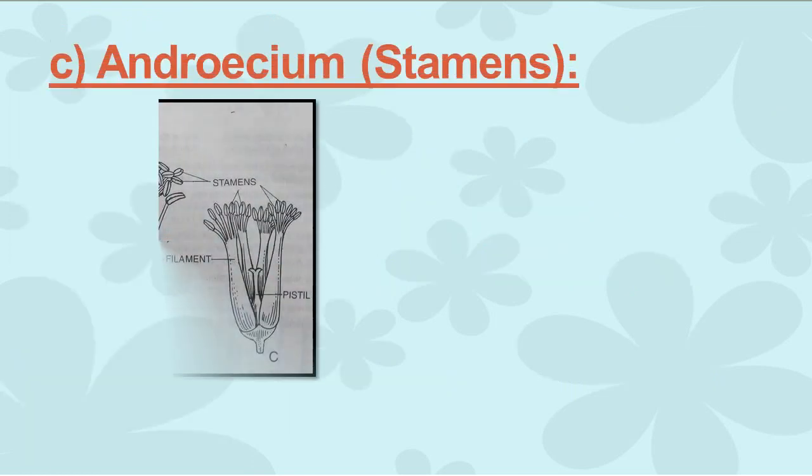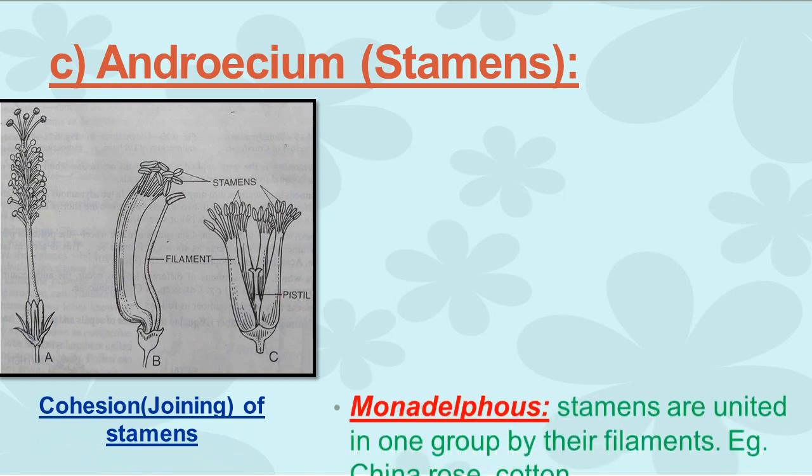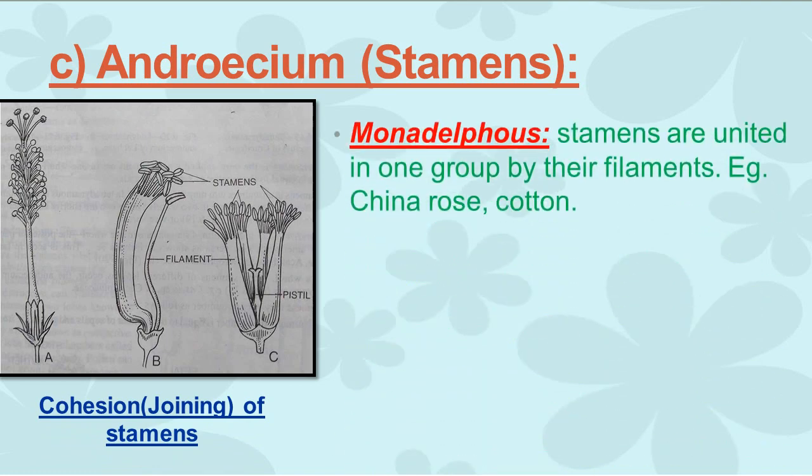Okay, so students, in the androecium, stamens may be free or joined and organized in a single, double, or several groups. So let's study the different types of stamen. Okay, so this is the cohesion or joining of different stamens in different forms. First is monadelphous, that is, the stamens are united in one group by their filaments. For example, China rose and cotton.